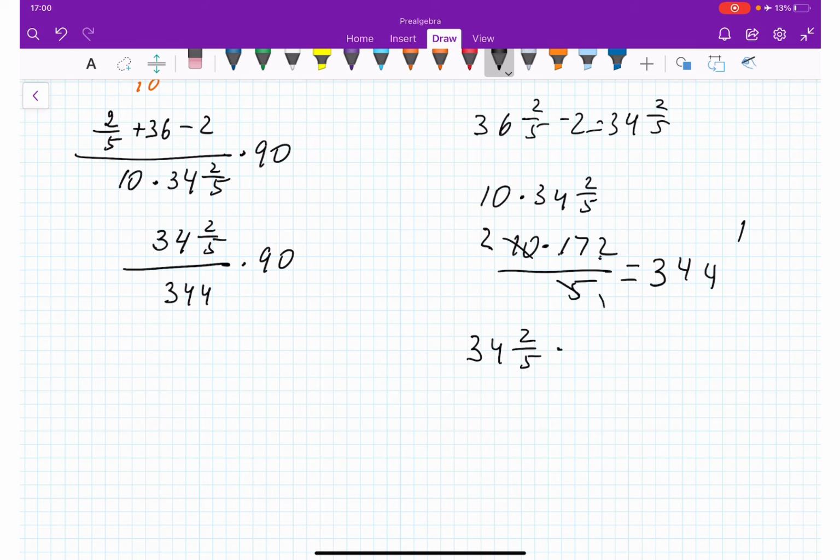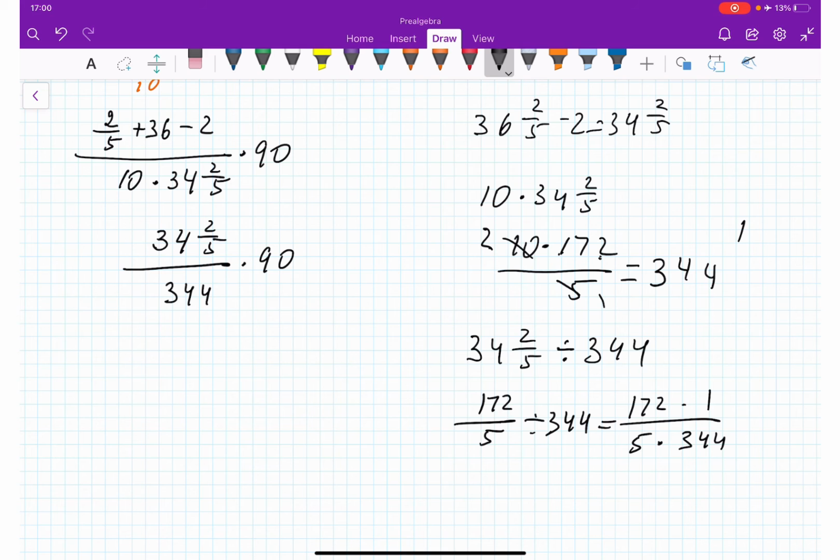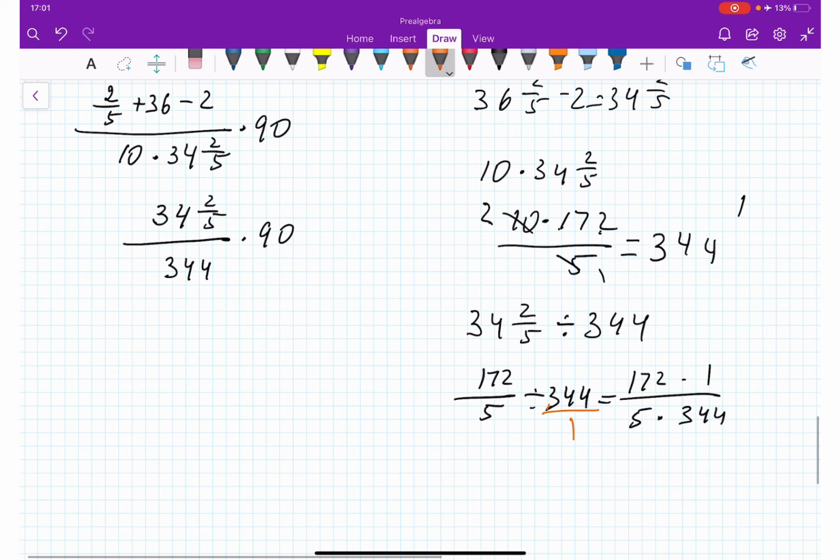Next we need to divide 34 and 2/5 by 344. 34 times 5 plus 2, we get 172 over 5, and divided by 344, we are getting 172 over 5, and 344 comes here, right? Because we are flipping. Here was 344 over 1, so since it's division, I'm flipping the second fraction. And I'm getting, does it sound like it's going to be twice? 2 times 2 is 4, 14, yes. It's going to be 2. And we are getting 1 over 10.